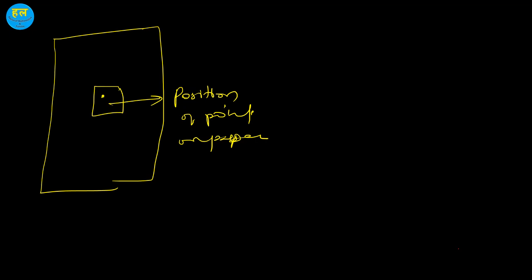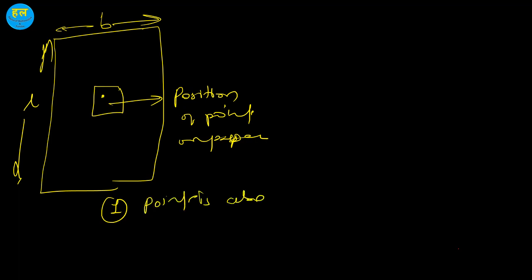What information do we have? We have the length and breadth. We have the length of this paper and we have the breadth of this paper. With this information, we want to locate a point. Suppose we have one piece of information, that the point is above 6 centimeter from the bottom. So what we know now is that the point is 6 centimeter above the bottom line.